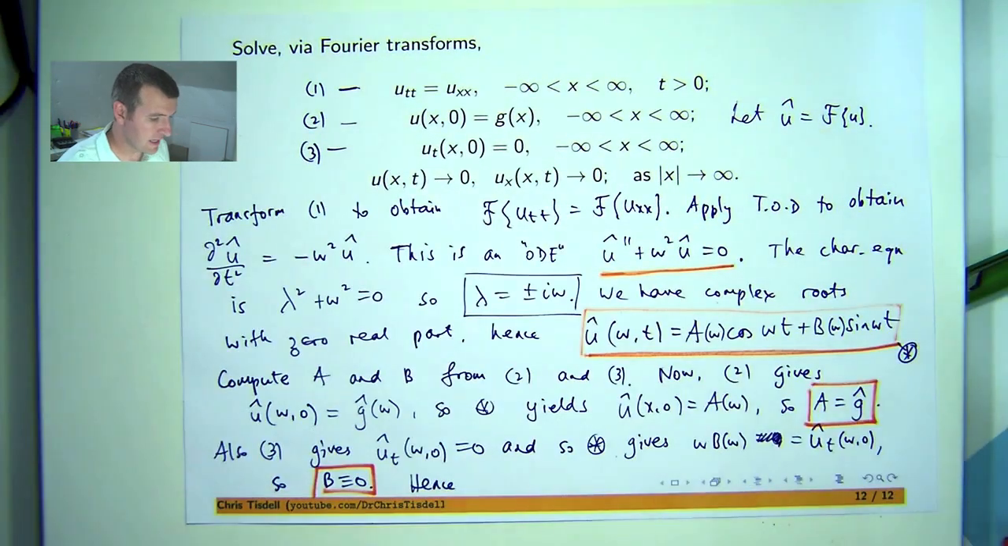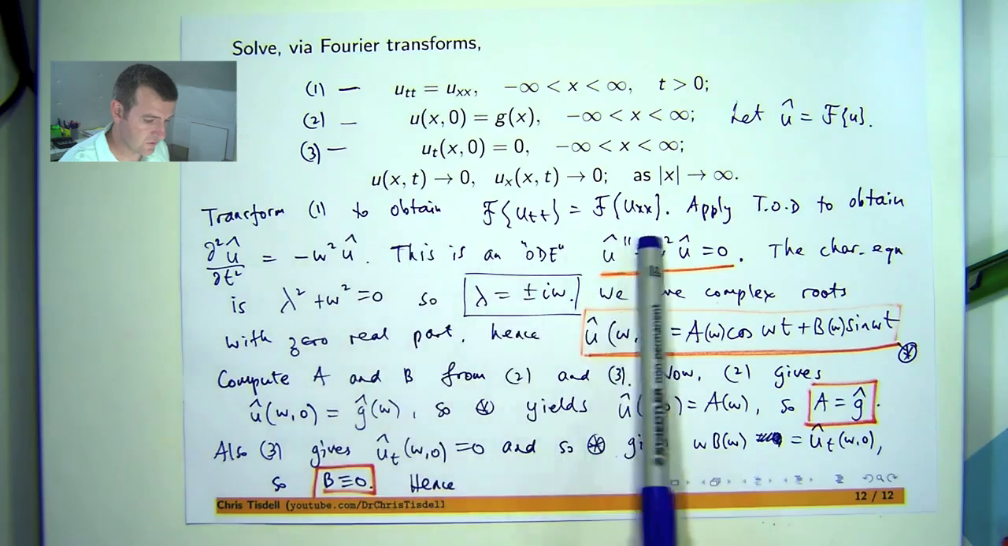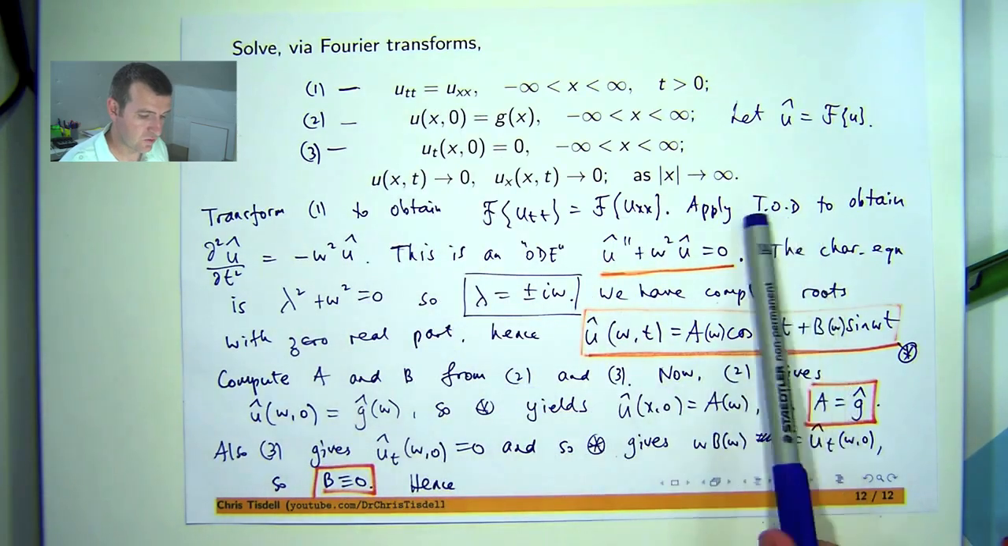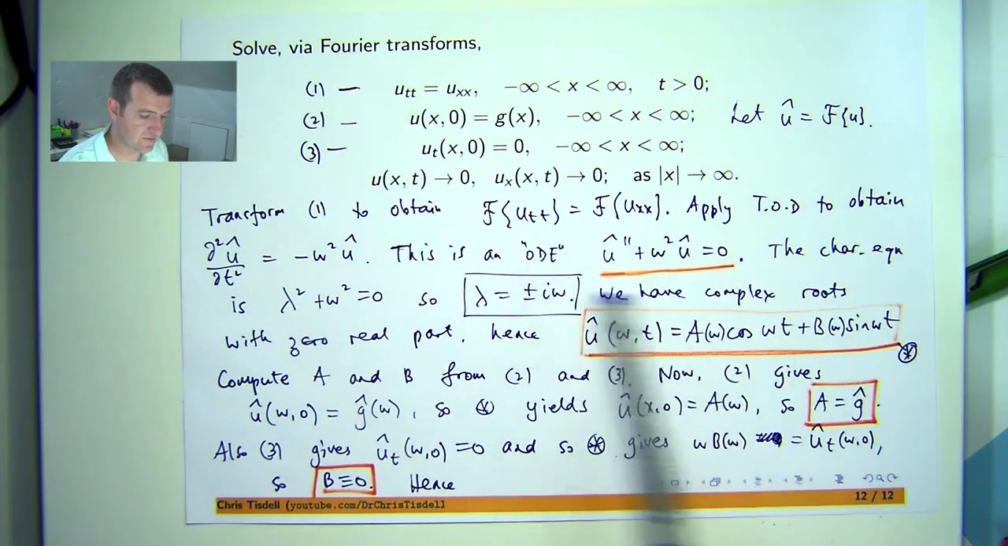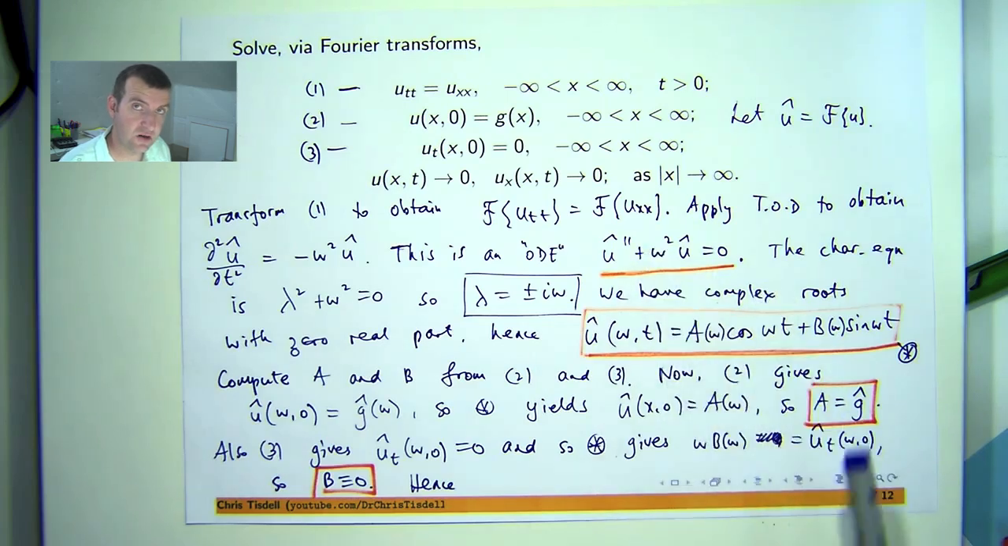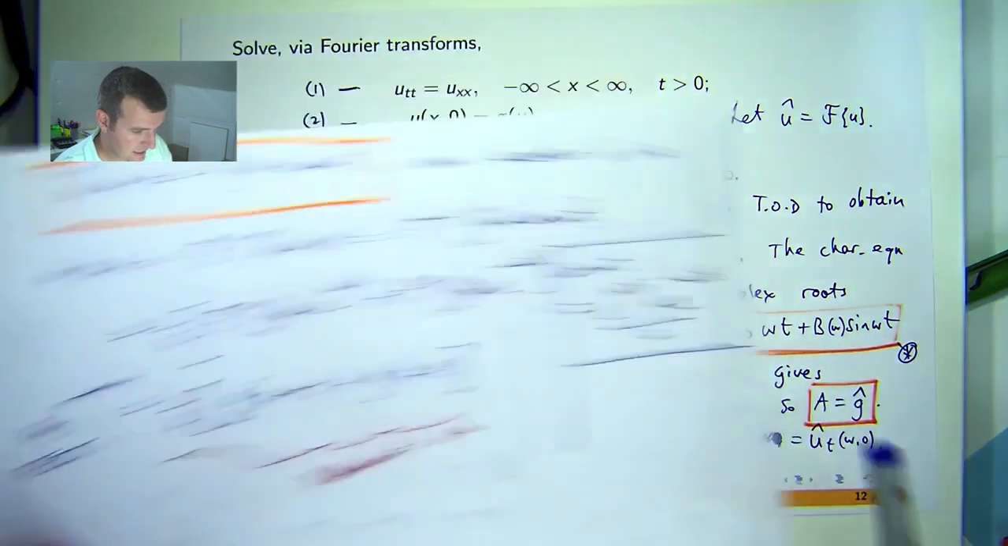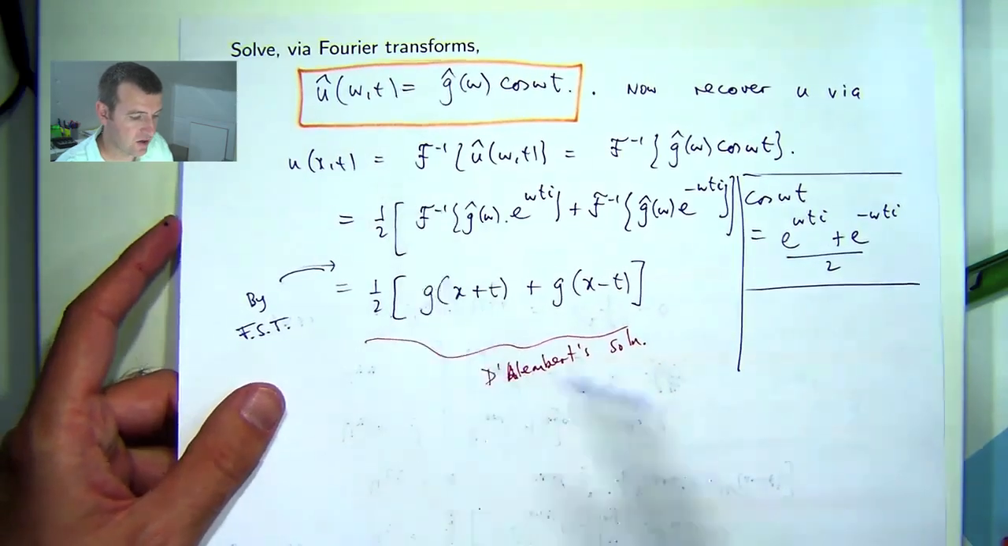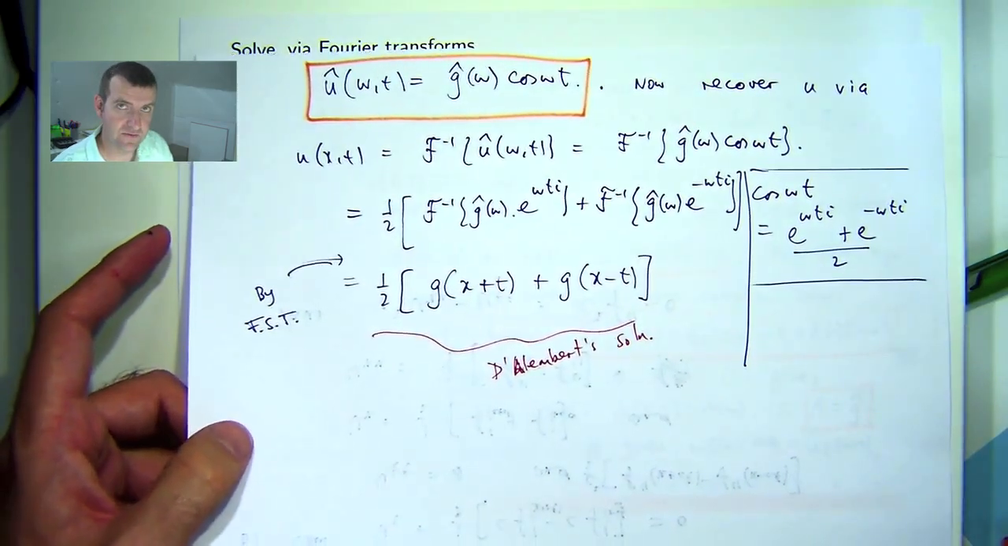As you can see, and as I've been saying throughout the presentation, there's a definite step-by-step approach. You transform the DE, you apply the transform of derivatives to produce some sort of simpler DE which you can solve. You produce a general solution, refine it, and then you invert everything via an inverse Fourier transform, and you get your result.